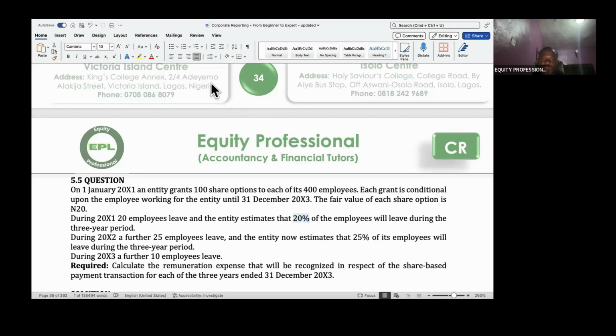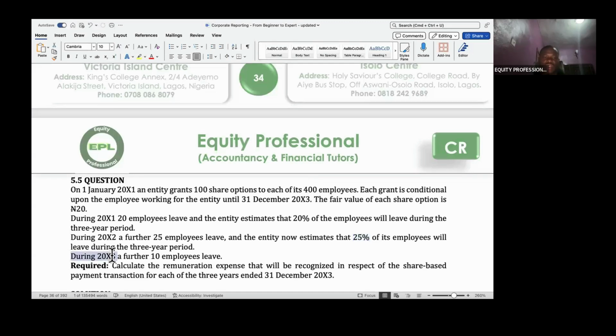Since the question already told us that in 2002, a further 25 employees leave, and the entity now estimates that 25% of its employees will leave during the 3-year period. The question is giving us estimates of total departure for the 3 years, which is what we need. So since 25% is leaving, that means 75% will not leave. And if you punch your calculator, 75% of 400, that means 300 will not leave.